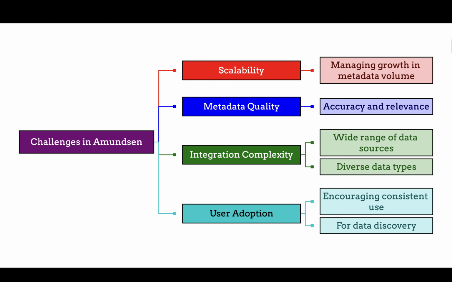Challenges in Amundsen. 1. Scalability. Managing scalability as the volume of metadata grows. 2. Metadata quality. Ensuring the accuracy and relevance of metadata. 3. Integration complexity. Integrating with a wide range of data sources and types. 4. User adoption. Encouraging users to consistently utilize the tool for data discovery.